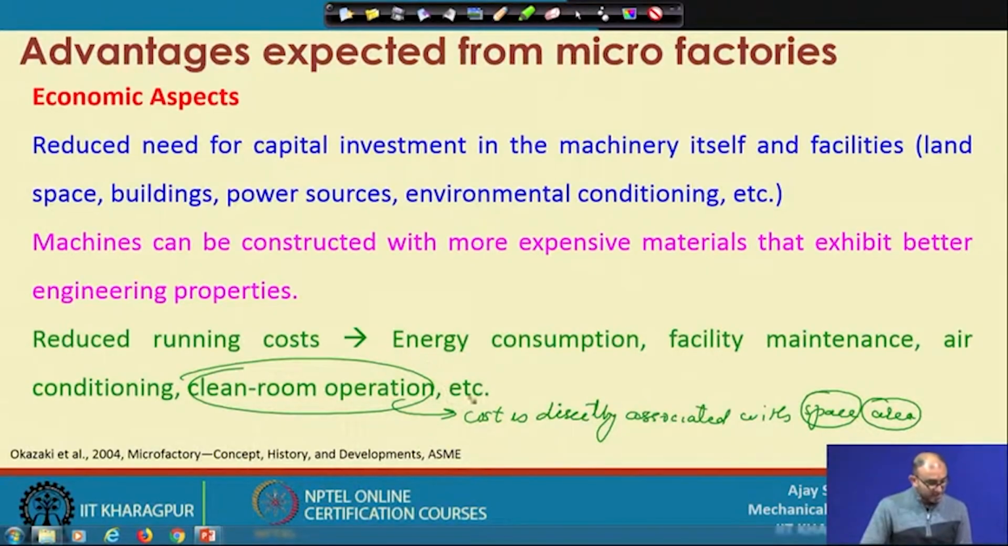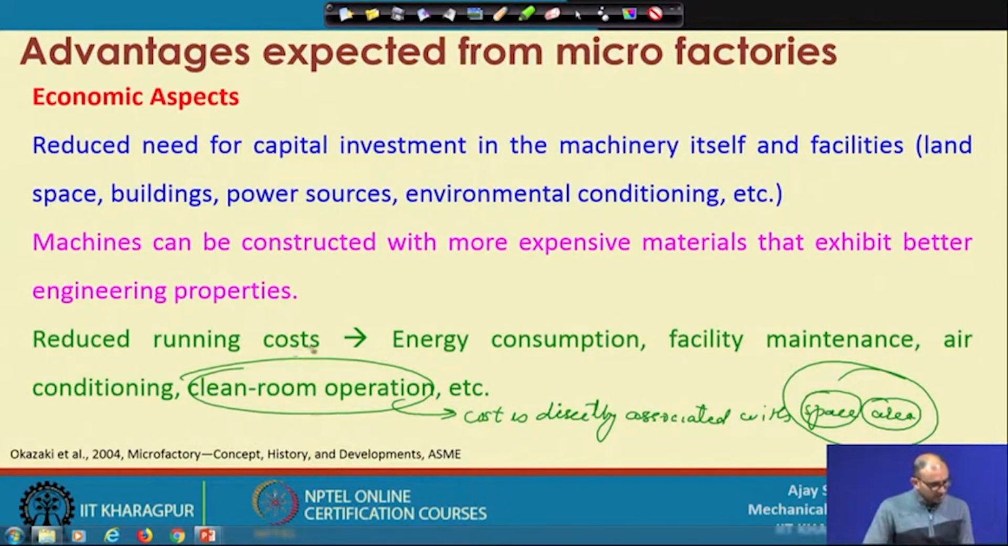Because if suppose you are maintaining a class 1000 or 10,000 of particular rating, then the cost depends on the area. If it is a small area you have to maintain at that level, then the cost is very less, but the cost will exponentially increase if the area increases, because you have to maintain the dust particle count, the humidity, temperature and some other things also. At that time the requirement of the clean room is very high with respect to area.